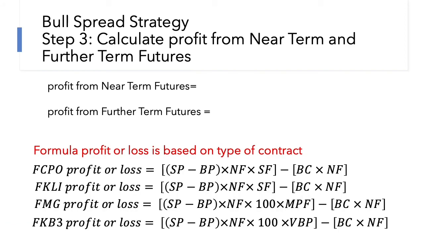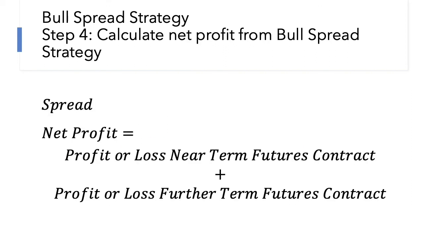Step number 3, you need to calculate profit from near-term and further-term futures. In step number 3, you must choose your profit and loss formula based on the type of the contract. If you answer for FCPO, you use the profit and loss formula for FCPO. If you answer a question for FKB3, then you need to use the profit and loss formula for FKB3. Then step number 4, you calculate net profit from bull spread strategy. So spread net profit is profit or loss from near-term futures contract plus profit or loss from further-term futures contract.